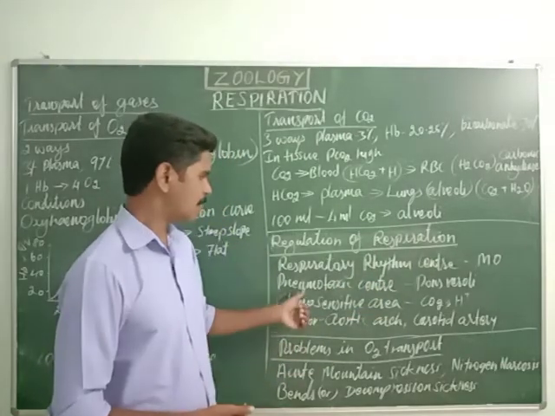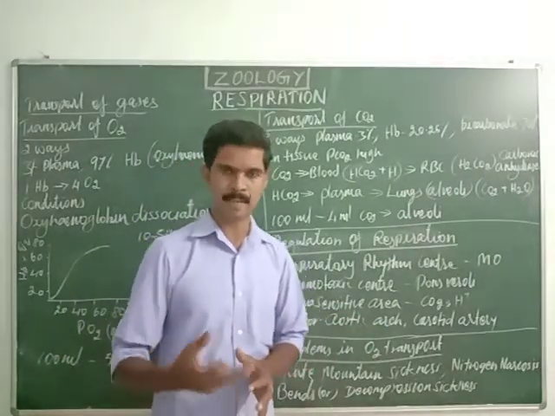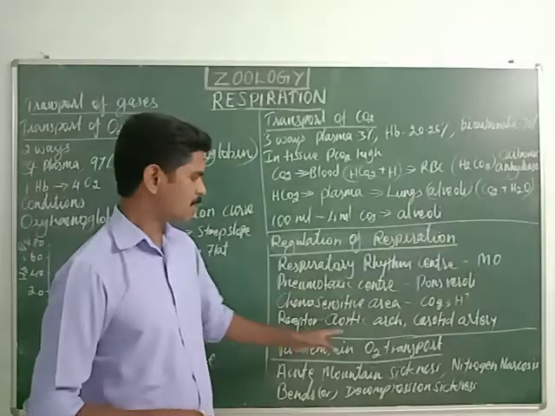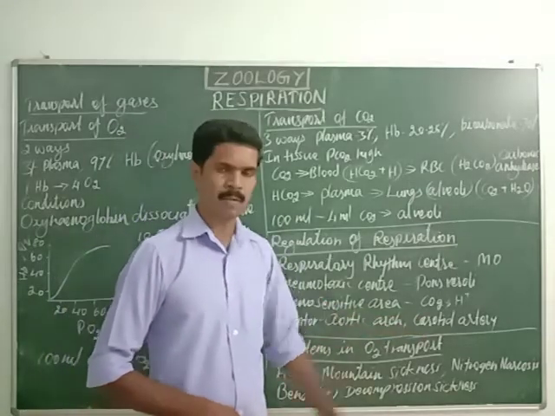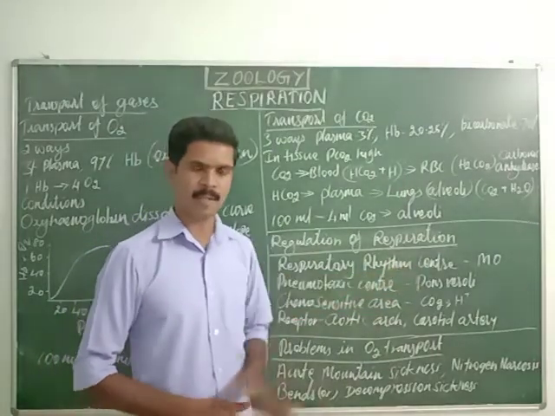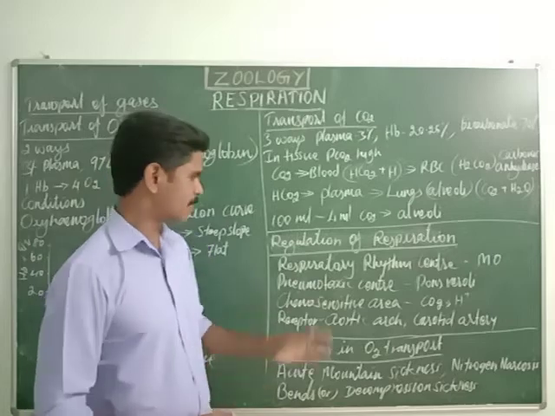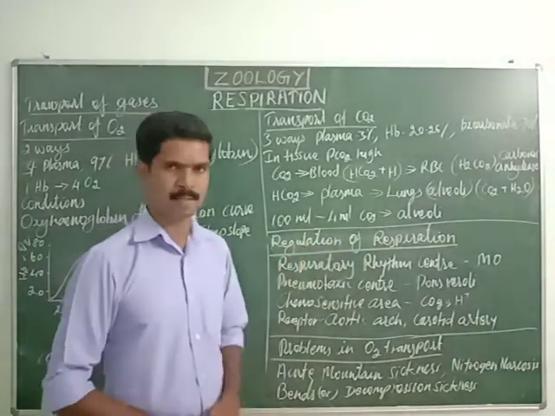So when these chemosensitive areas are sensitized by carbon dioxide and hydrogen, immediately the receptors present in the aortic arch and carotid artery send signals to the respiratory rhythm center. So this respiratory rhythm center takes a remedial action. Understand, dear students? So that's all about the regulation of respiration.